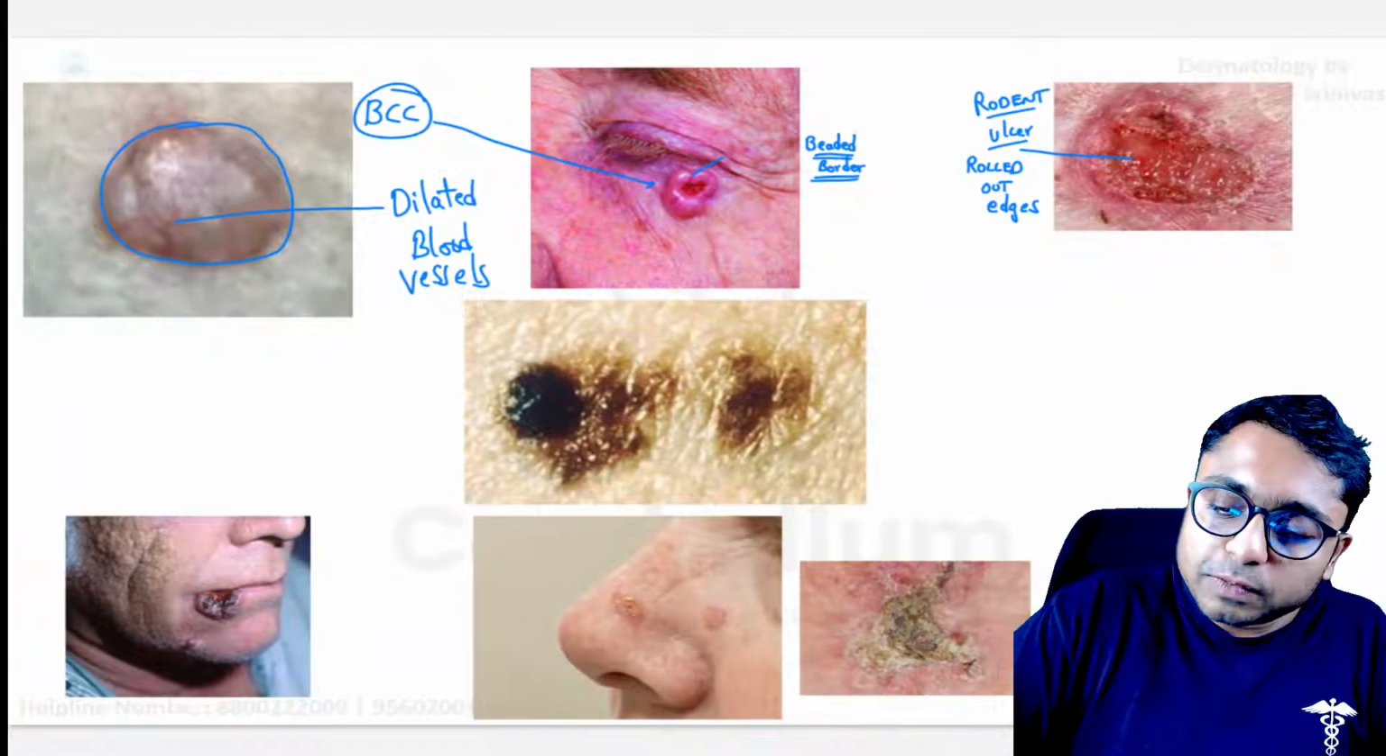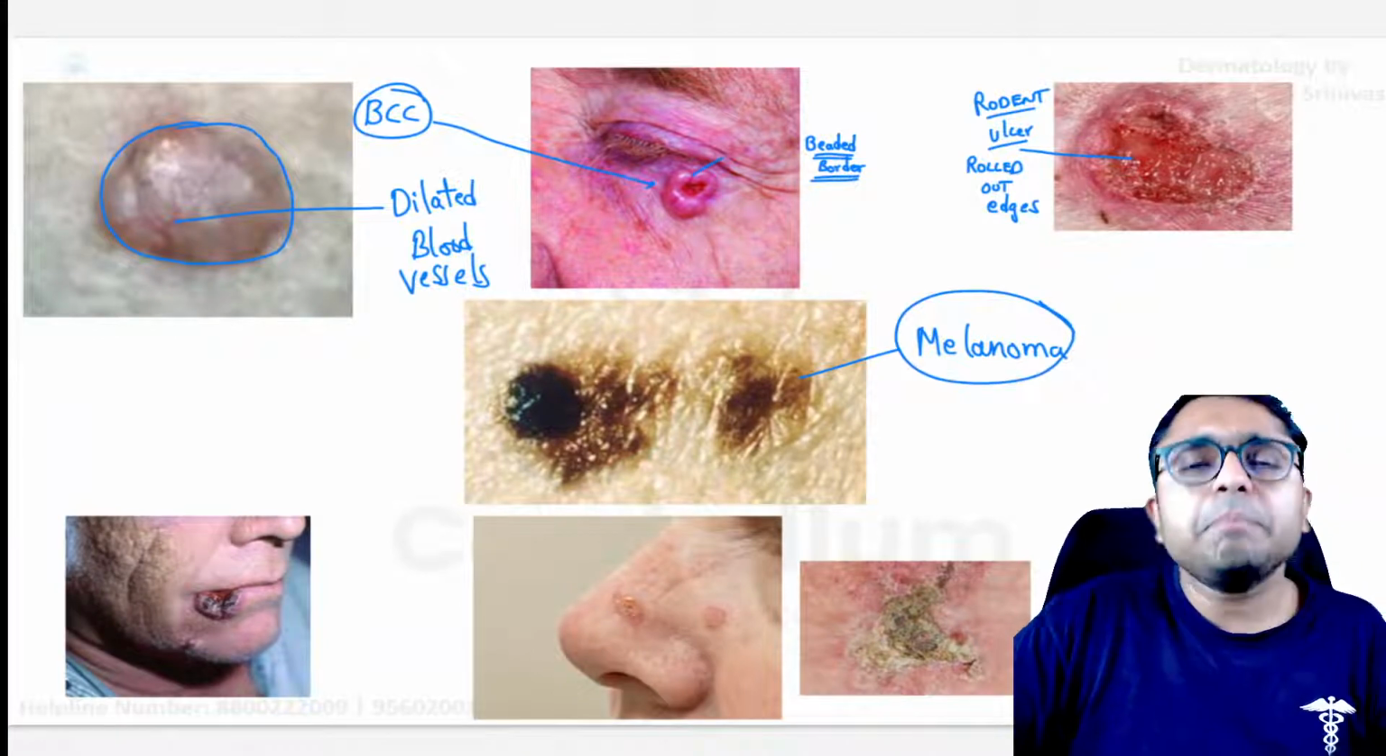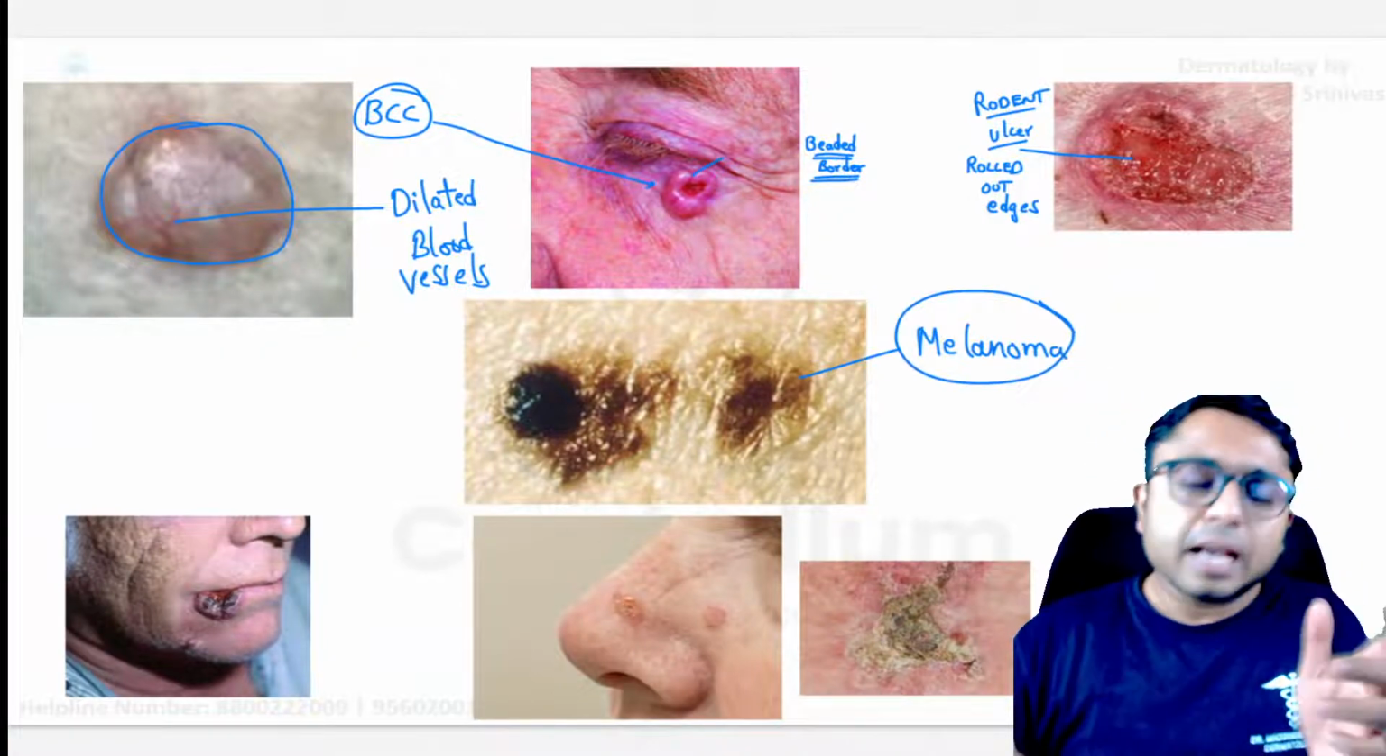Next, one more option was melanoma. Melanoma is going to be presenting as a pigmentary skin lesion which will have the ABCD features.